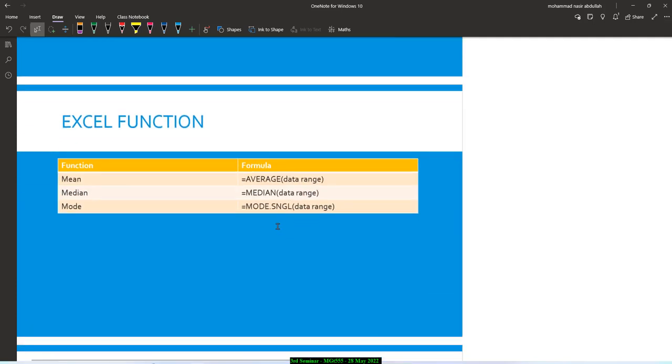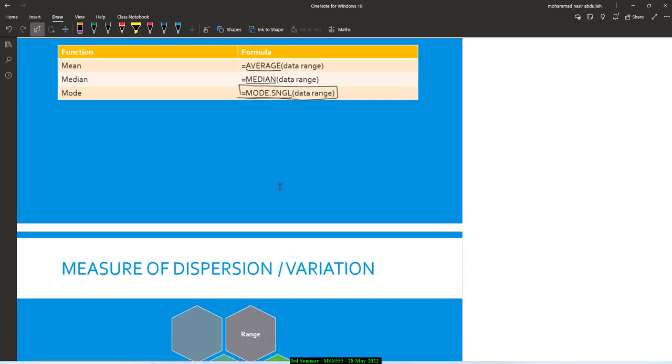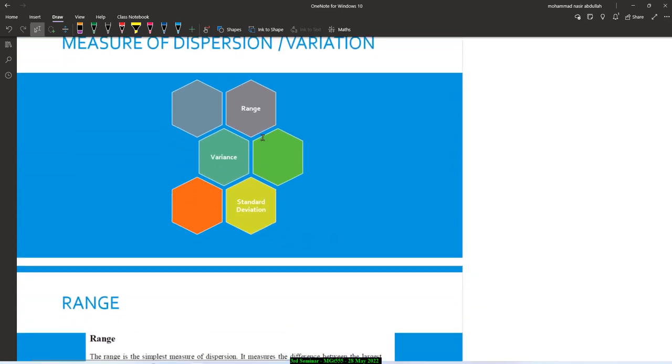So now in Excel, if you want to calculate mean, median, and mode, this is the formula, right? In Excel, for calculating the mean, we use AVERAGE. For the median, we use MEDIAN. For the mode, we use MODE.SNGL, for a single mode, to calculate the mode, right? So all of these formulas are available in your book. You can look in the book, right?